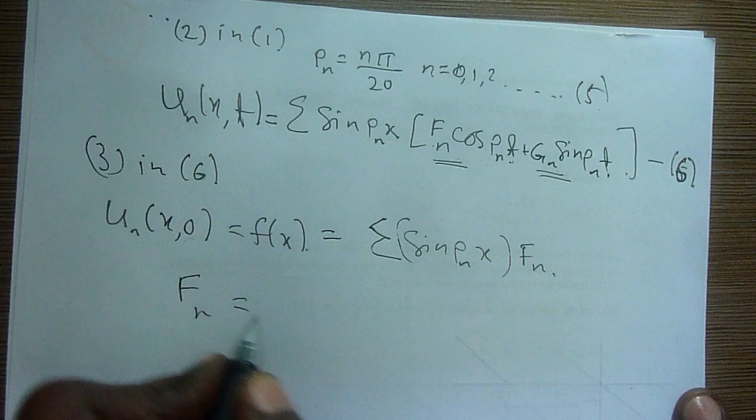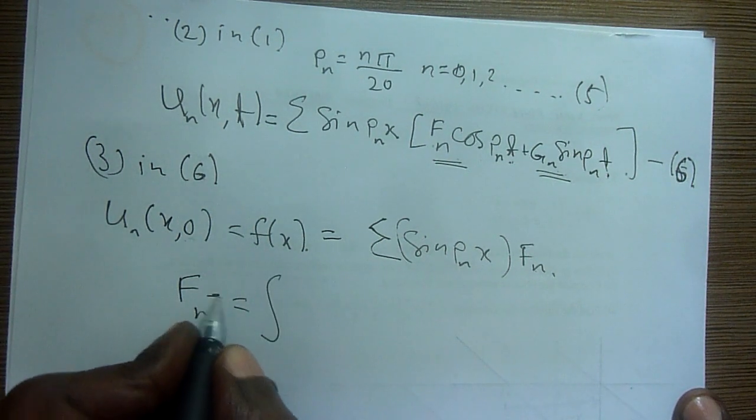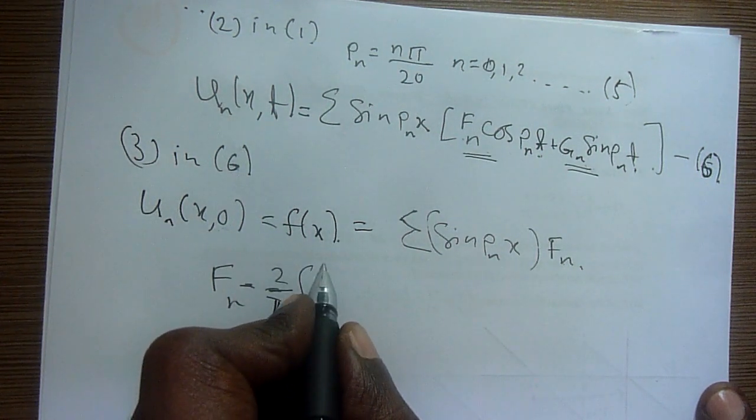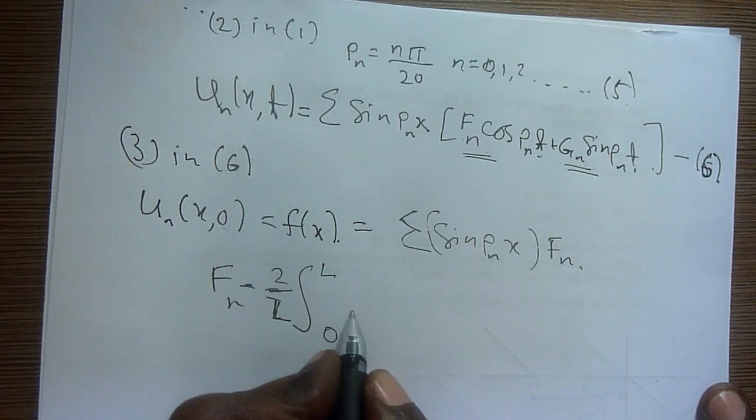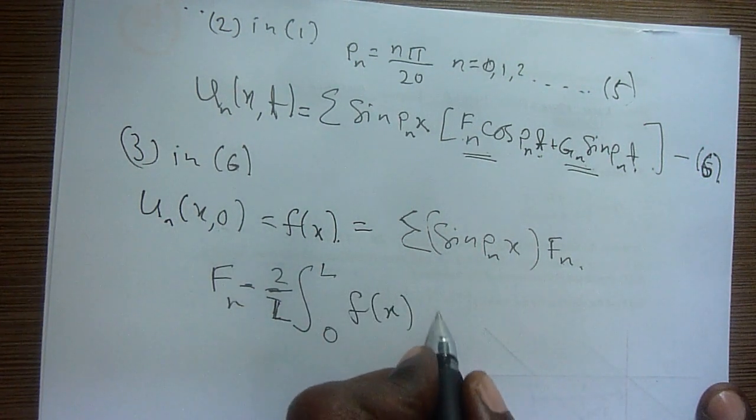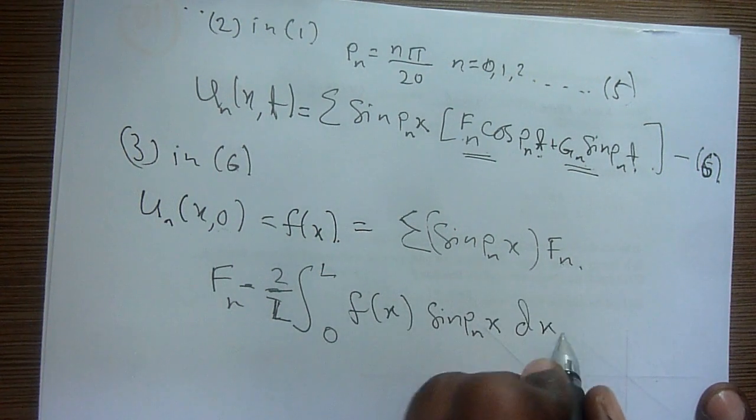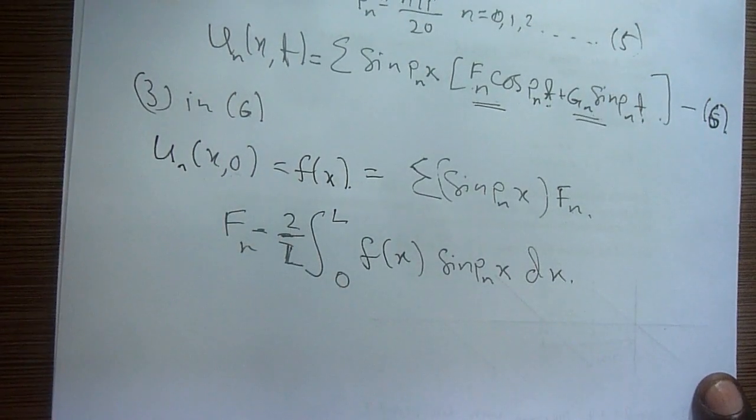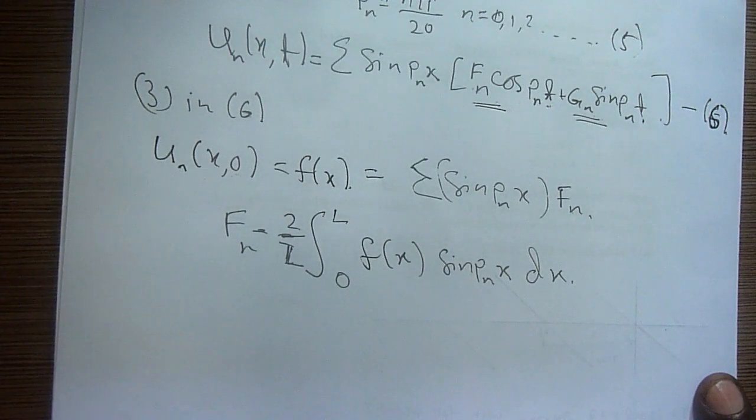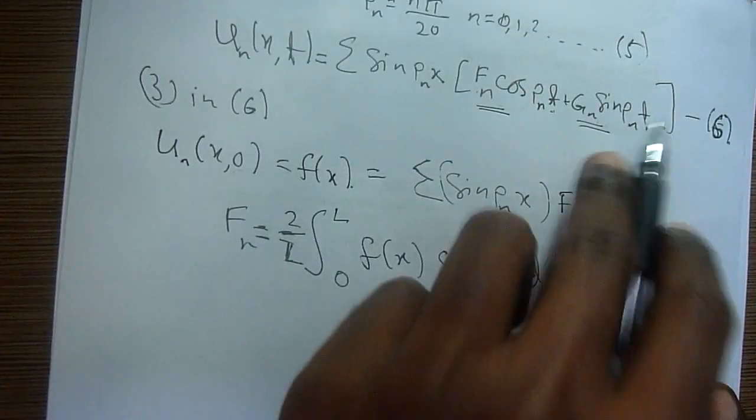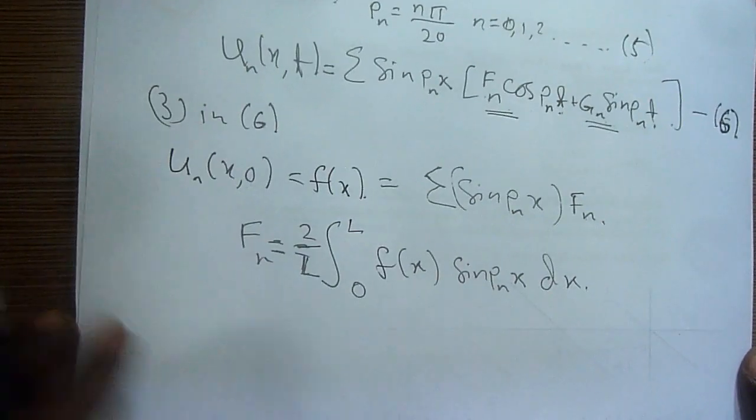fn equals 2 over L, integral from 0 to L, fx sine pnx dx. Can you see this? This is the Fourier series part, this one is not negative, actually it's fn. Similarly, you can work out the gn, which is only with pnt. Okay, done. Can you see that?